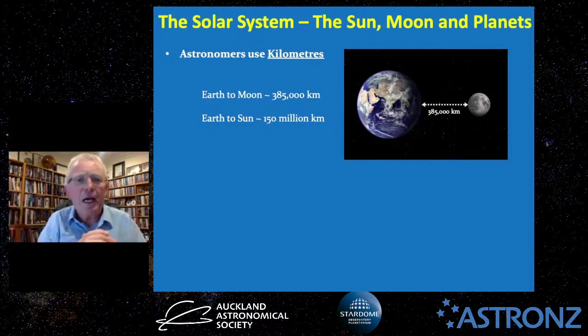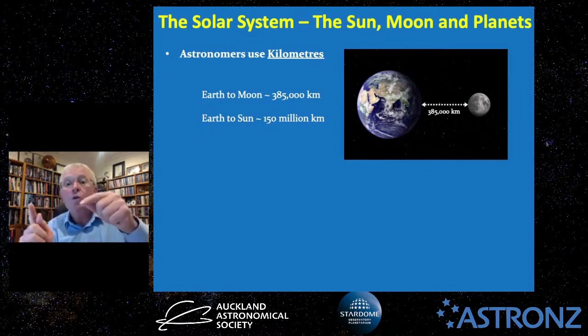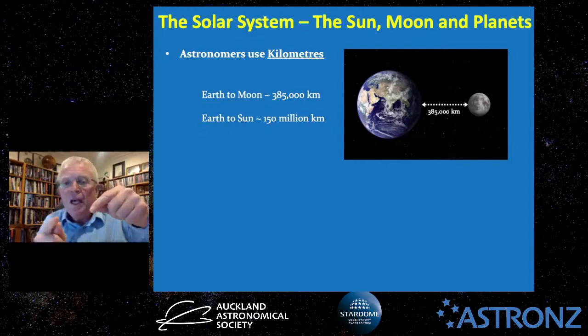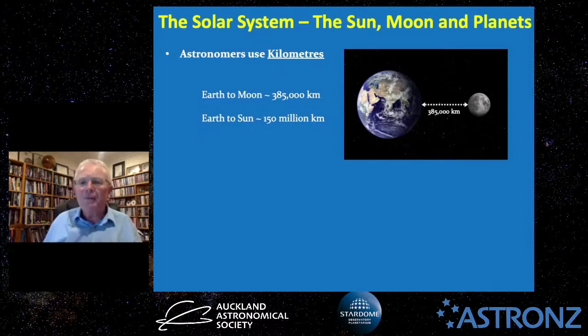And just to give you some nice and easy ones to carry in the back of your mind, always handy to have. The average distance from the Earth to the moon, because the moon has quite an elliptical, elongated orbit around the Earth. So what they do is they get its average distance. We'll talk more about that later. But its average distance, easy to remember, is 385,000 kilometres. So it's kilometres they use.